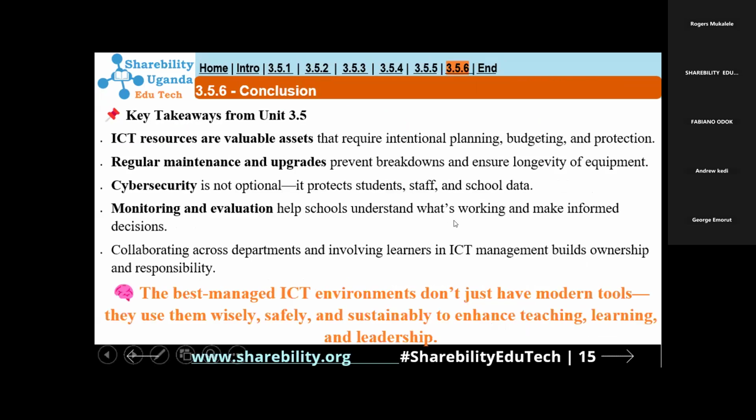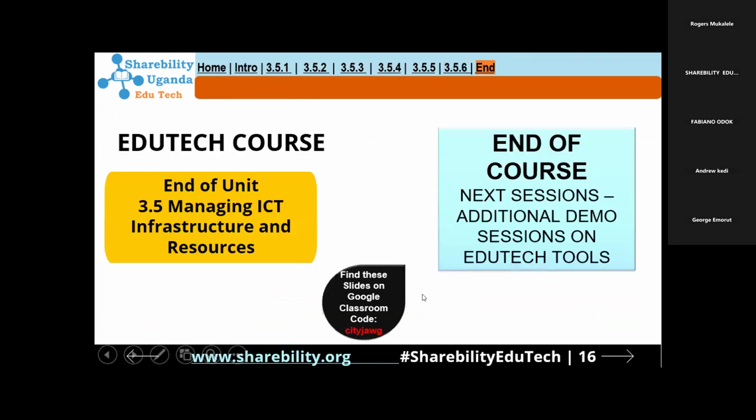So basically, from this session today, we have talked about how ICT resources are very important. Head teachers, please do your homework, learn some more about ICTs, and prioritize regular maintenance. Cybersecurity is important. Monitor the ICTs that you have put in place. The best managed ICT environments don't just have modern tools. They are used widely, safely, and sustainably to enhance teaching, learning and leadership.